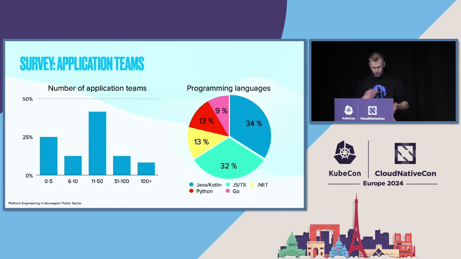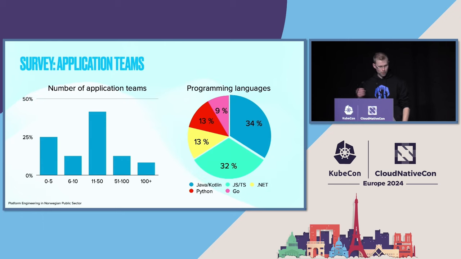And then trying to see how many applications, or rather how many application teams, and what programming language, to get a little more of a feeling for what these platforms are. We can see that it varies, but the majority is either rather small or between 11 and 50 application teams. And then we have some organizations that have 100 plus. But of course, very few of those.